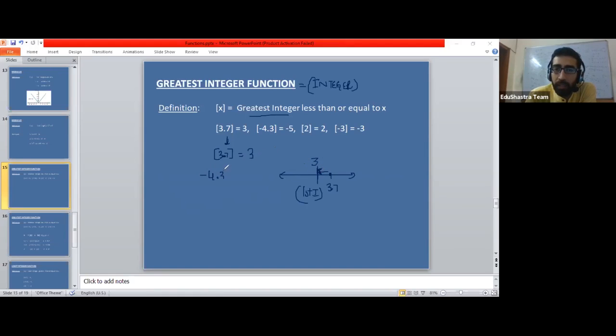Similarly, the greatest integer value of minus 4.3 is not minus 4, it is minus 5, because on the number line, minus 4.3 is not an integer. The first integer on the left is minus 5. However, the greatest integer value of 2 remains 2, since 2 is an integer. The greatest integer value of minus 3 is also equal to minus 3. The greatest integer value of an integer is the same integer. But for others, it is the closest integer on the left.